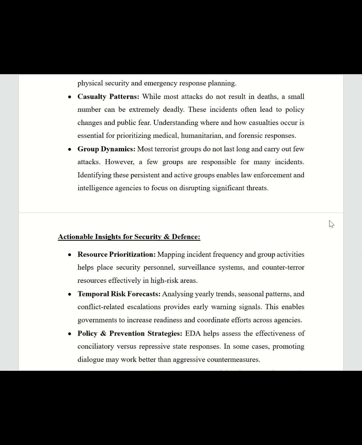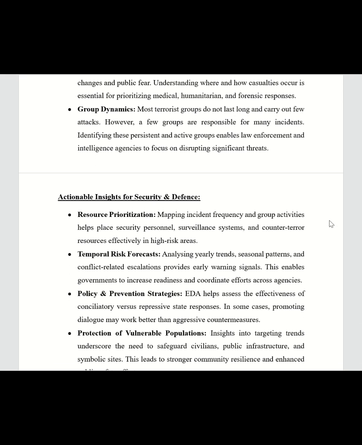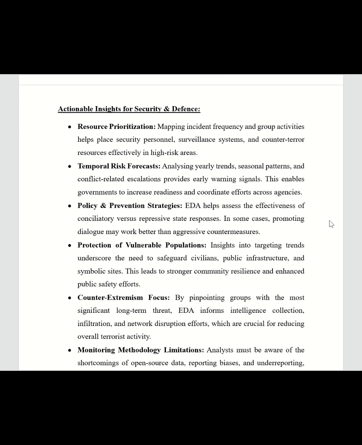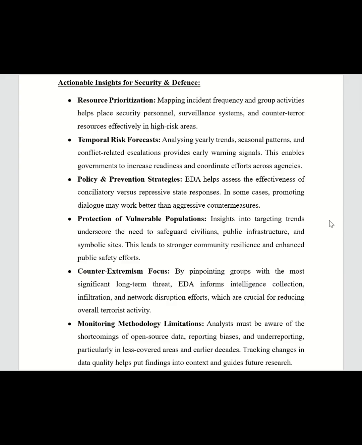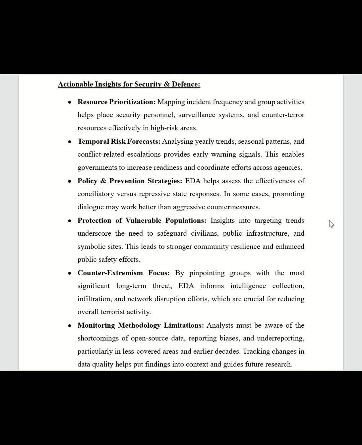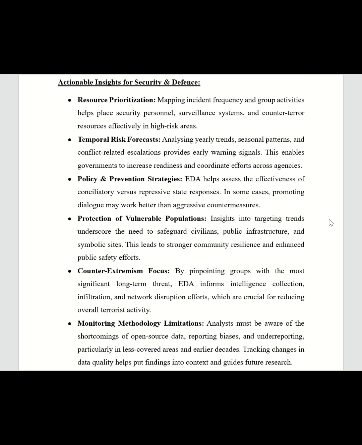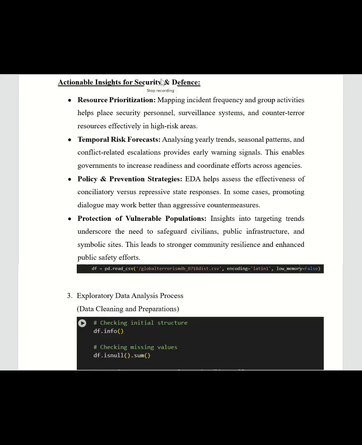Then the actionable insights for security and defense are resource prioritization, temporal risk forecast, policy and prevention strategies, protection of vulnerable populations, counter-extremism focus, and monitoring methodology limitations. So EDA provides actionable insights by helping prioritize resources, forecast risk over time, evaluate policy responses, protect vulnerable populations, focus on the most dangerous groups, and stay aware of data limitations for reliable analysis.